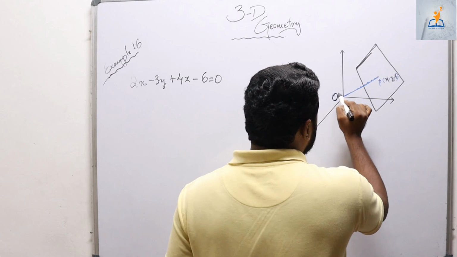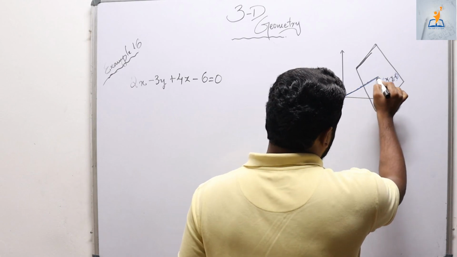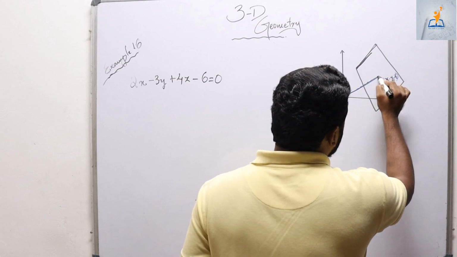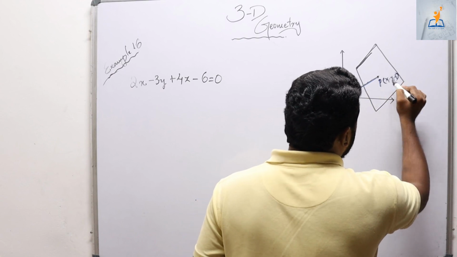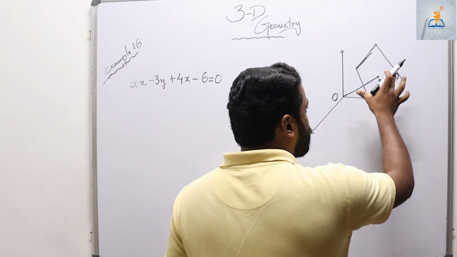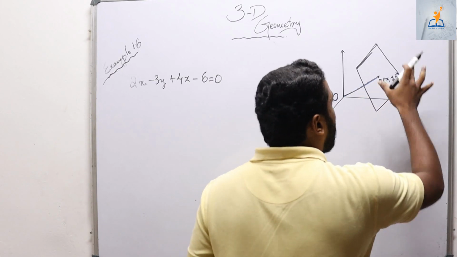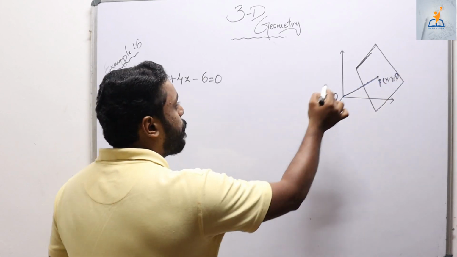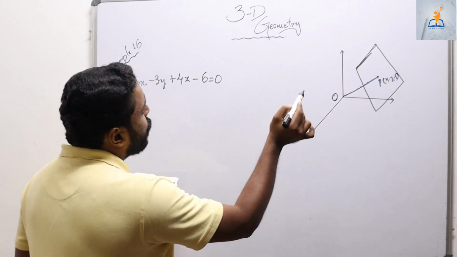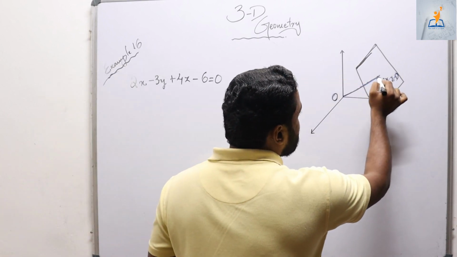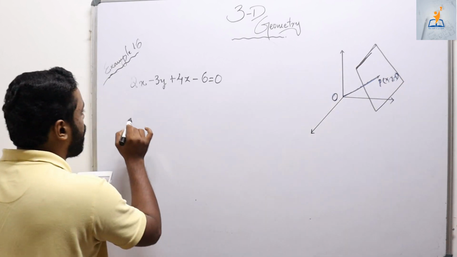See, this is the origin and suppose that this is the perpendicular to the plane. Then we have to find the coordinates of this point. Let us name this point as P of x1, y1, z1. So we have to find x1, y1 and z1, whereas the equation of the plane is nothing but this. First of all, we have marked the point here as x1, y1 and z1.